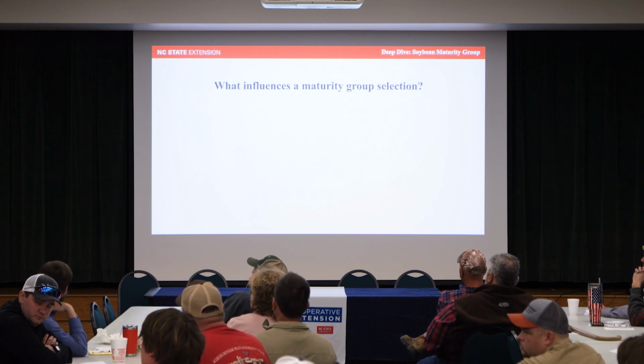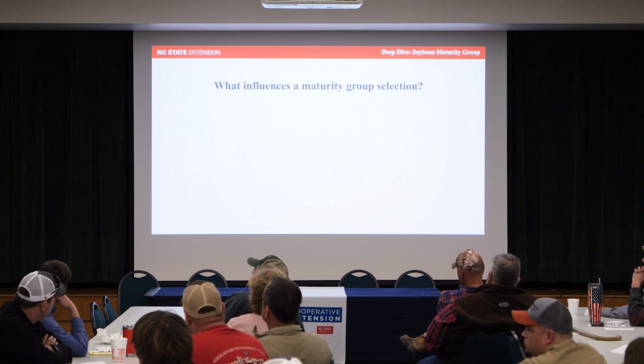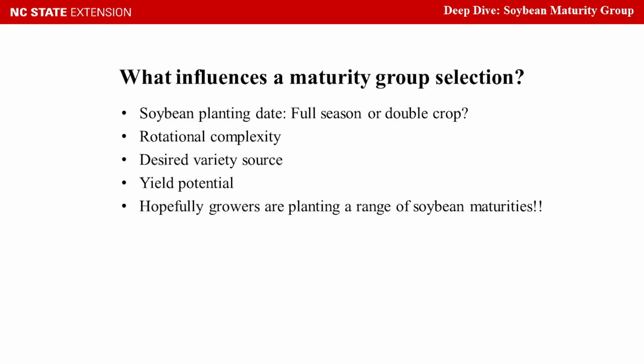Yield potential? Okay, planting date? Harvest date. Harvest date, that's a great one. Rotational complexity, okay, these are some fantastic things. So what's your soybean planting date? What's your rotational complexity? Desired variety source, I just throw that up there because as you know, let's say you're producing for the non-GMO or organic markets, that kind of narrows off what your maturity group availability is in our area.